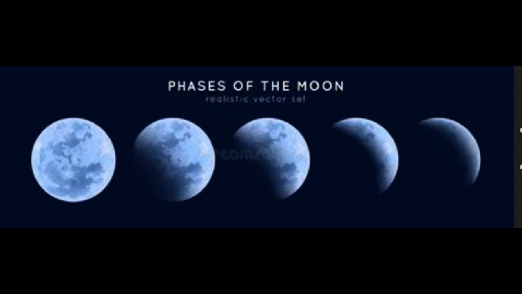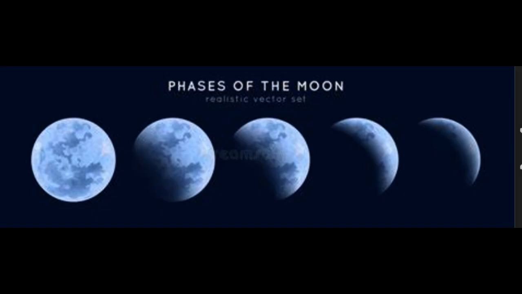Each night the moon appears to change shape. Some nights, the moon might look like a narrow crescent. Other nights, the moon might look like a bright circle. And on other nights, you might not be able to see the moon at all.